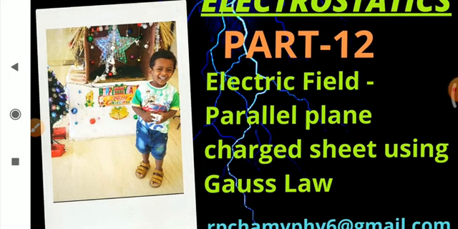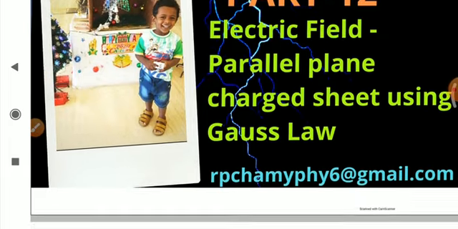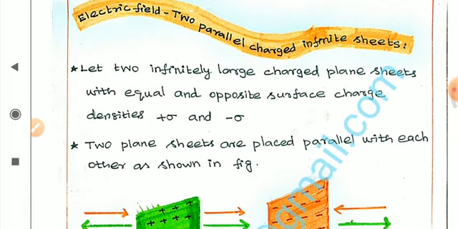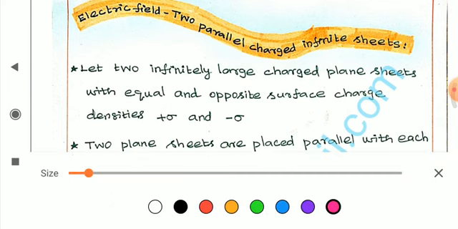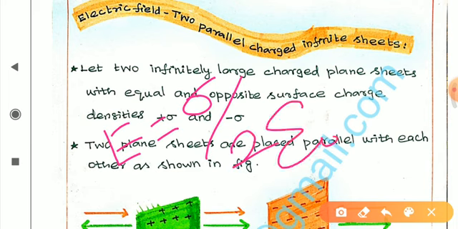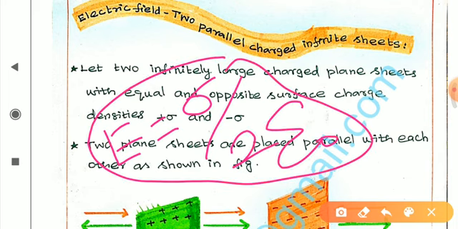Now in the 12th part of electrostatics, we are going to discuss the electric field due to two parallel plane charged sheets. In the previous video, we discussed the electric field due to a plane charged sheet. If only one plane charged sheet is there, the electric field is equal to sigma by 2 epsilon naught. We have already discussed it in the previous video.